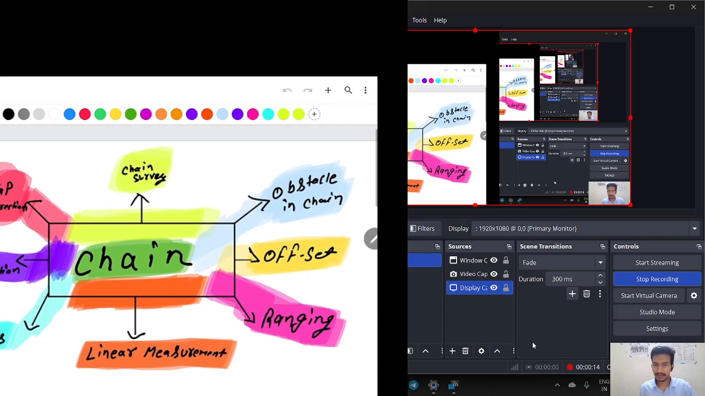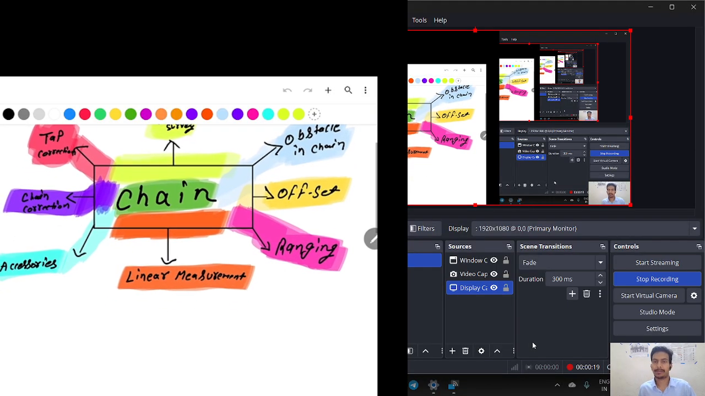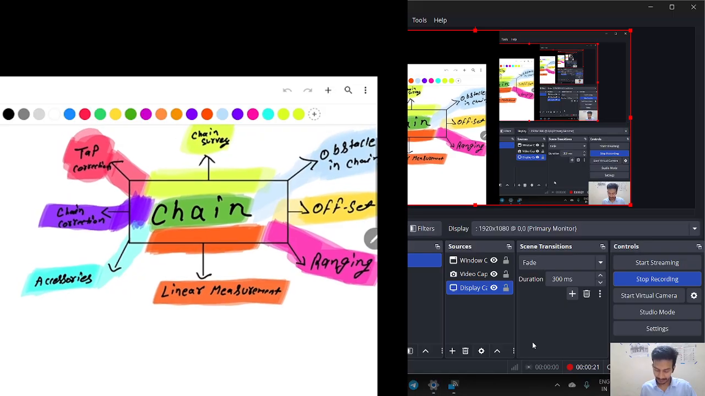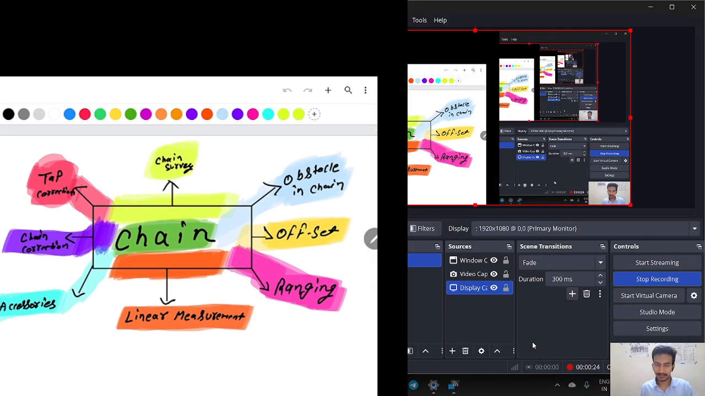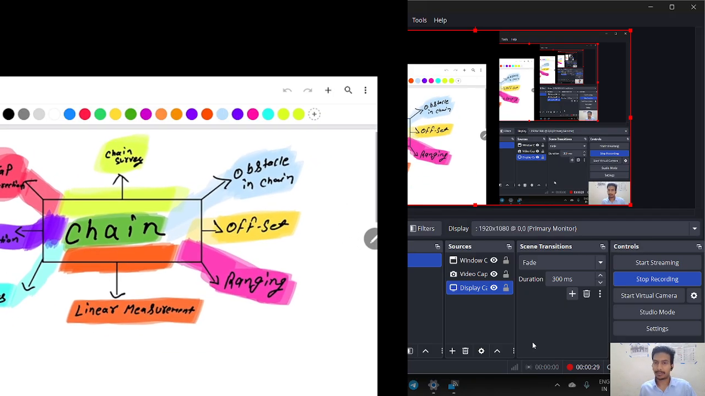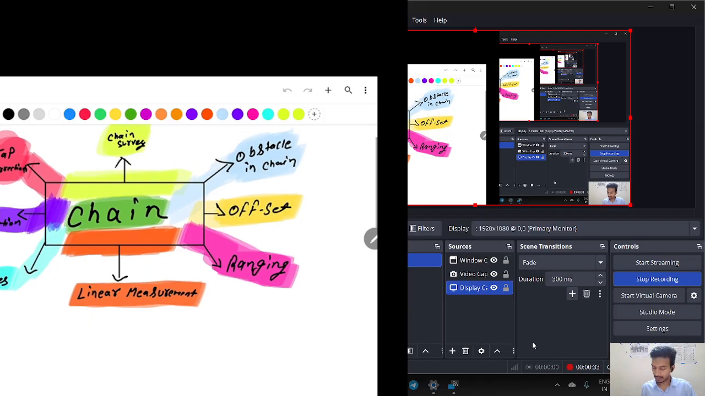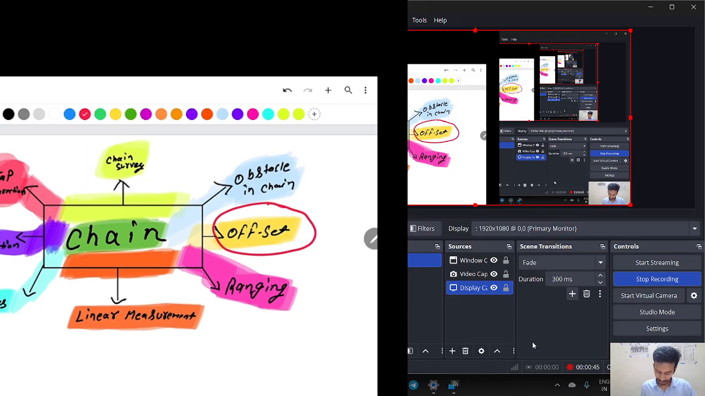Here, in chain survey, we will discuss subtopics like linear measurement, accessories, chain correction, tape correction, and chain survey. And there are obstacles in chain, offset, and ranging. The offset formula is very most important. This is very most important. After that, this is very most important.